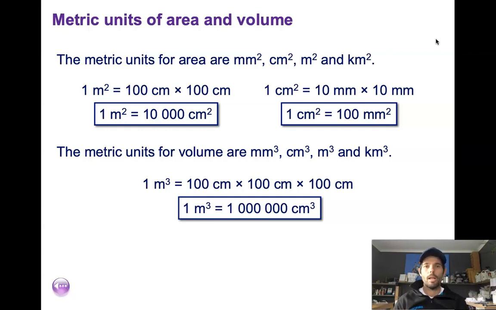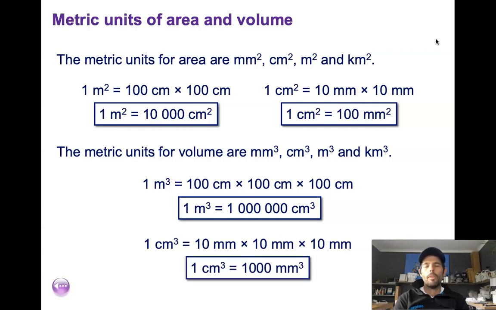It just makes you realize by doing the conversion from meters to centimeters just how much volume there is in a meter cubed. And the same for centimeter cubed. I convert it to millimeters and I go 10 times 10 times 10 because there are 10 millimeters in a centimeter, and that gives me 1000 millimeters cubed.